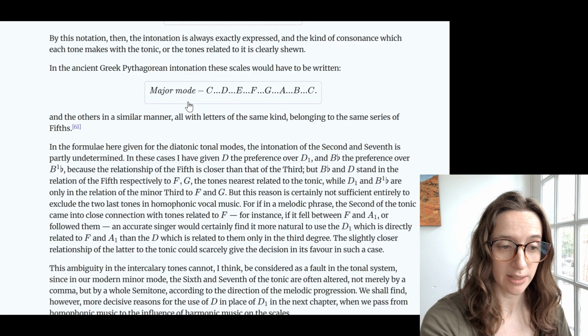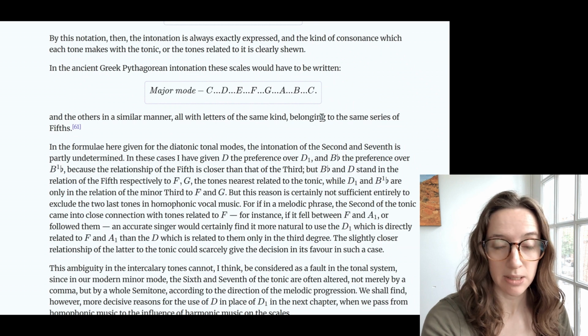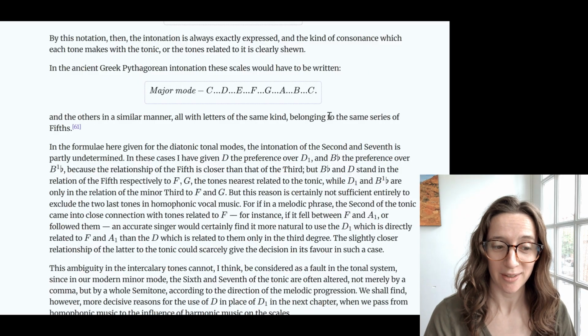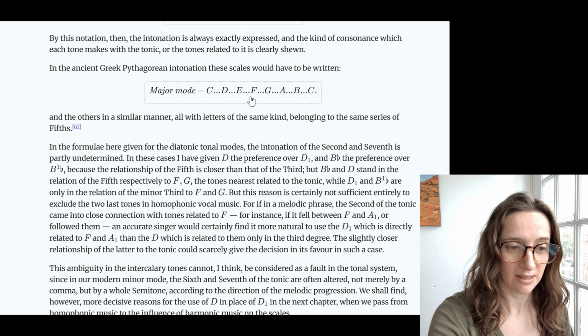Pythagorean intonation is notated like this. They are all belonging to the same series of fifths. I'm going to play them both. If you have a really good ear, you should be able to hear the difference.